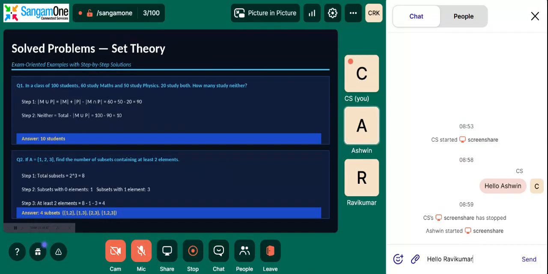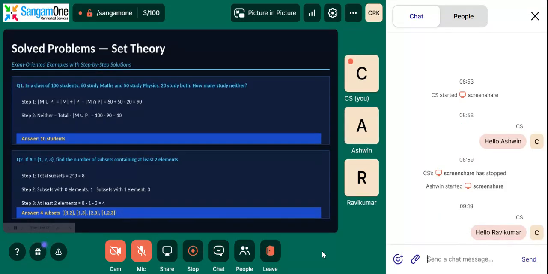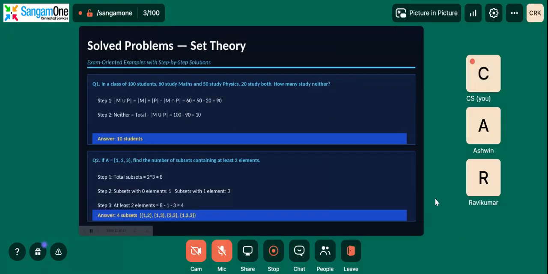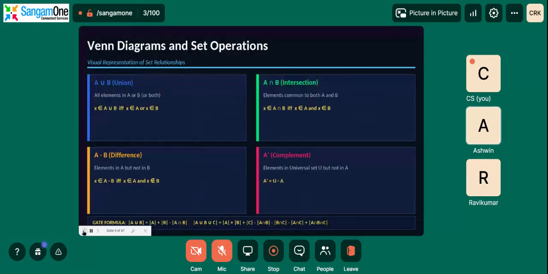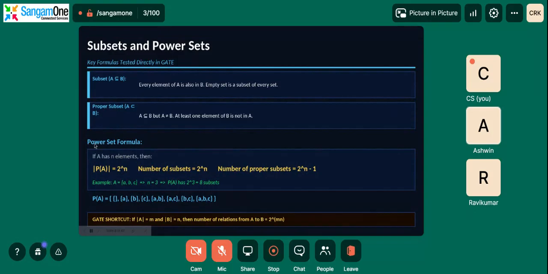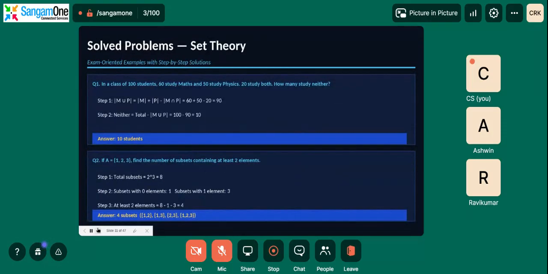Moving on to the next question. If A equals {1, 2, 3}, find the number of subsets containing at least 2 elements. Okay, so this is the problem which we encode with a formula. It corresponds to this formula. Note it down. Please memorize it.